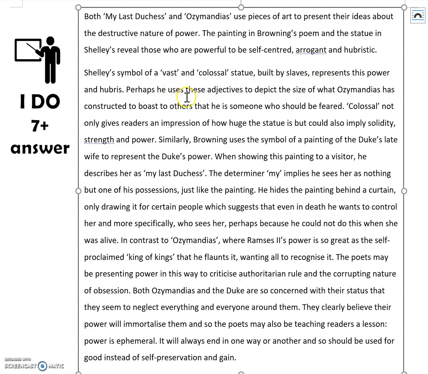Perhaps he uses these adjectives to depict the size of what Ozymandias has constructed to boast to others that he is someone who should be feared. Colossal not only gives readers an impression of how huge the statue is, but could also imply solidity, strength, and power. Similarly, Browning uses the symbol of a painting of the Duke's late wife to represent the Duke's power. When showing this painting to a visitor, he describes her as My Last Duchess. The determiner my implies he sees her as nothing but one of his possessions, just like the painting.